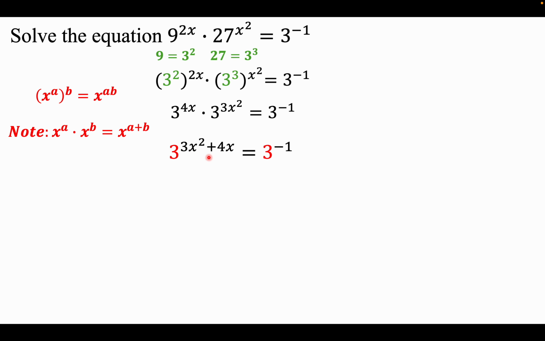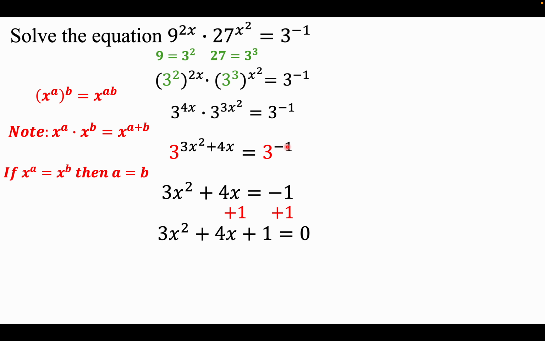Now looking at this problem, base-wise, they're the same. So if I want those two to be equal, the exponents must be equal to each other. So we're using this right here. If x to the a equals x to the b, where both the bases are the same, then a must be equal to b. Which means, since the bases are the same here, we're going to set the exponents equal to each other. So 3x squared plus 4x equals -1.